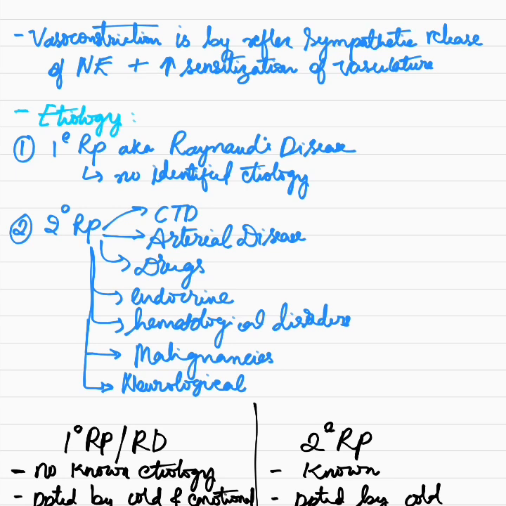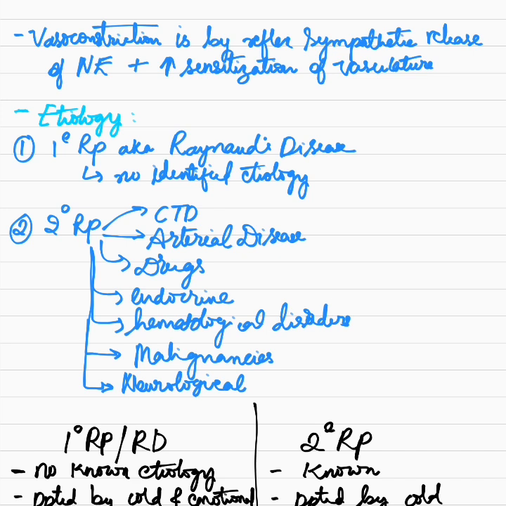Coming to etiology, based on the etiology, Raynaud's phenomenon is of two types: primary Raynaud's phenomenon and secondary Raynaud's phenomenon. As it is self-explanatory, primary Raynaud's phenomenon has no identified etiology and it is also known as Raynaud's disease. So Raynaud's disease is nothing but primary Raynaud's phenomenon. Then there is the secondary Raynaud's phenomenon.